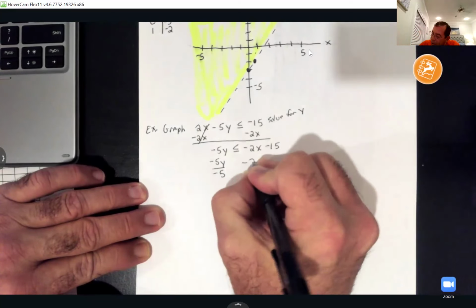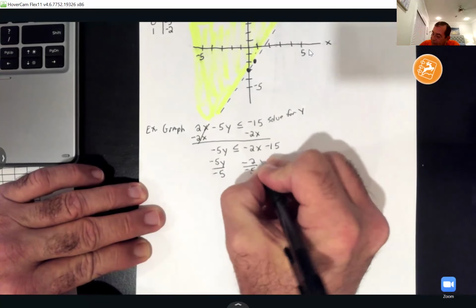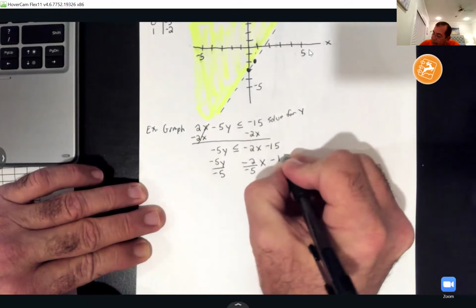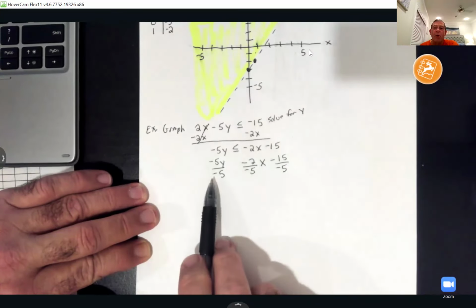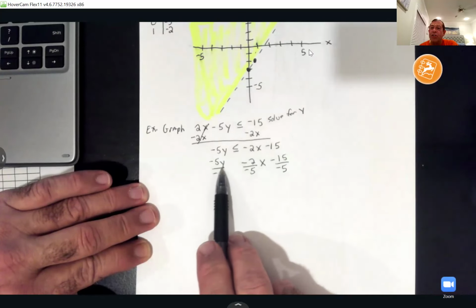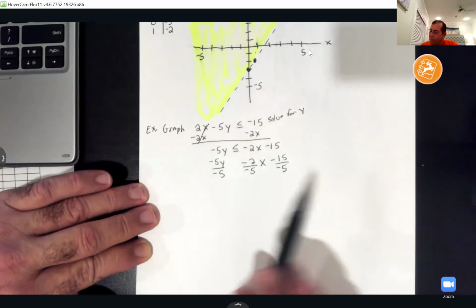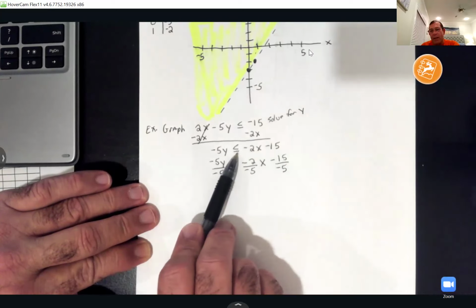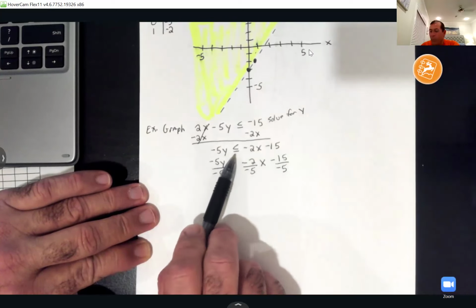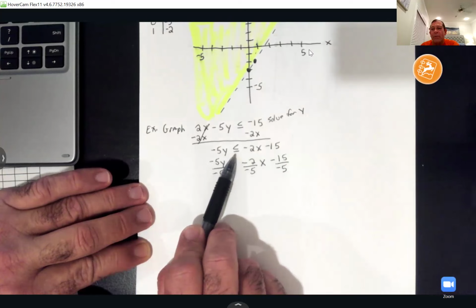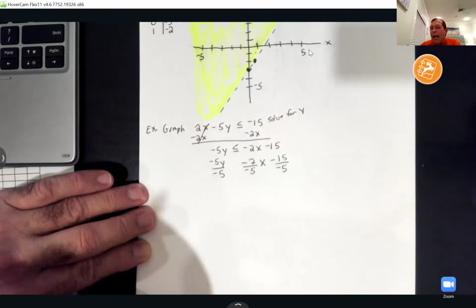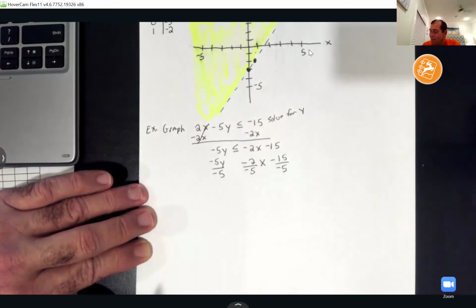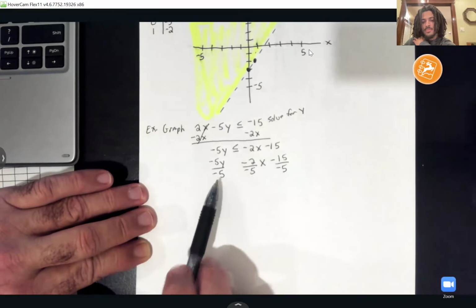So this negative 2 will divide by the negative 5 for my x's. And then that minus 15 will divide by negative 5. Remember, multiplication and division distribute over everything. What are y'all doing with that less than or equal? I'm going to bring it down, but I need to do one thing to it. Flip it. I'm going to switch it.